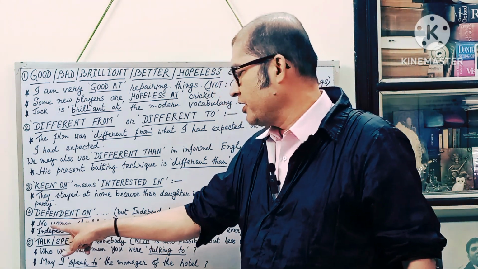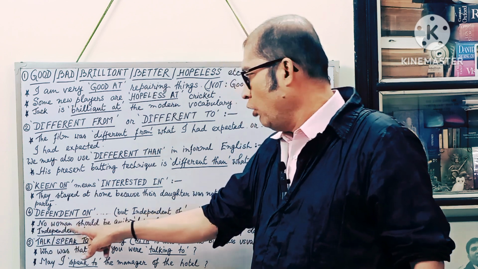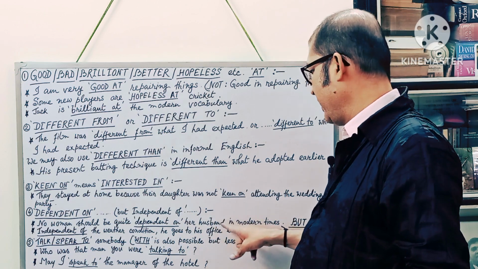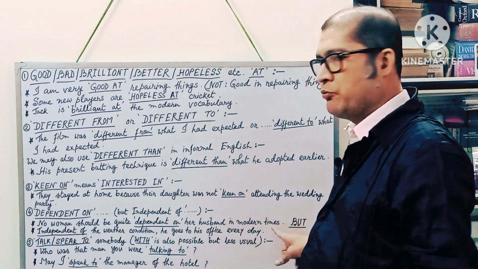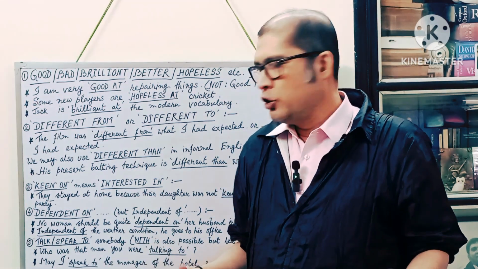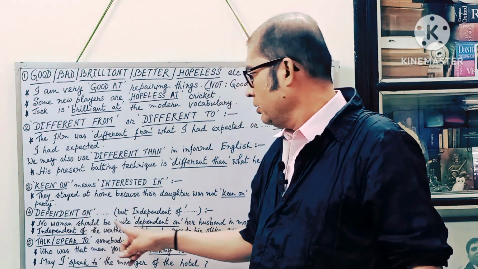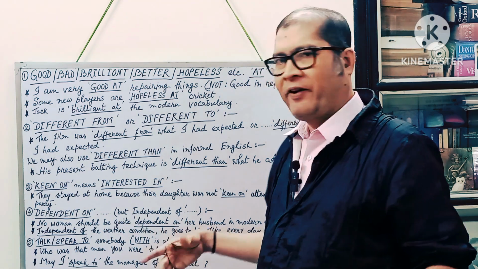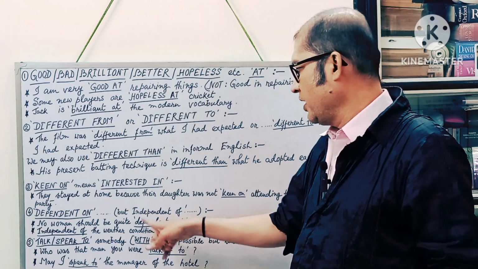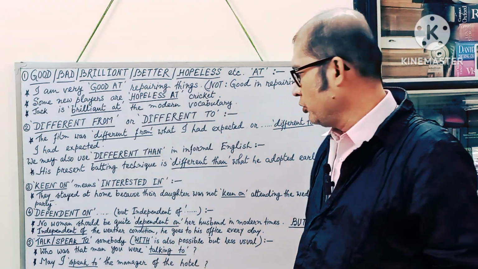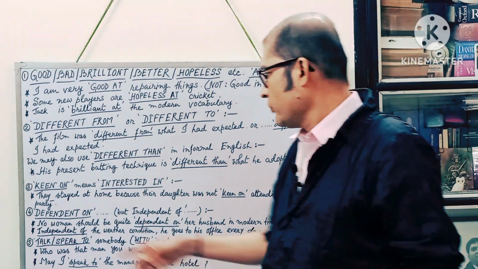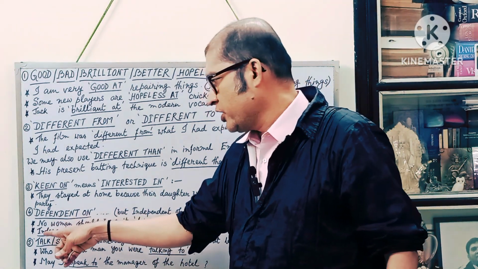Let us cast a glance at these example sentences. No woman should be quite dependent on her husband in modern times. Now in this modern era, no woman should be quite dependent, financially dependent, on her husband. So dependent is followed by on. And you know that, so it's useless to dwell on that phrase for a long time. Let's move on to the next example.